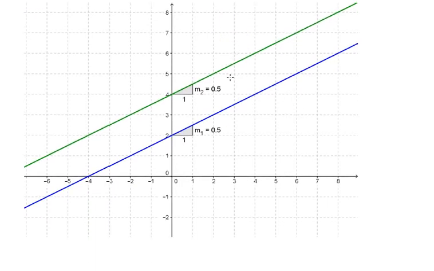Here's an example of two lines, both with a slope of 1/2, 0.5. We can see the ratio of the rise over run is 1/2 over 1, or 1/2 on both these lines, and clearly they are parallel.